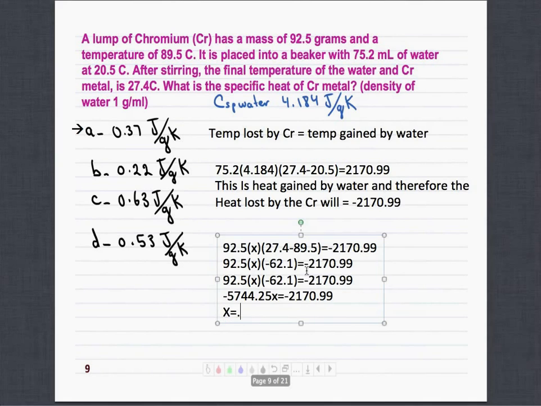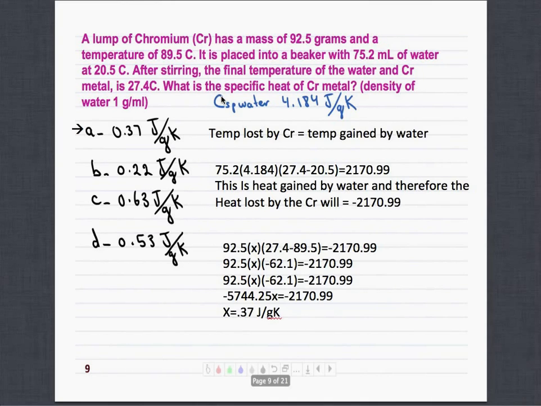So the most popular answer is A. A is the right answer. Okay, so how are we going to handle it? First of all, a lump of chromium. The mass of chromium equals 92.5 grams. The T initial of that lump is 89.5. It's placed in a beaker. The water in the beaker is 75.2 milliliters.